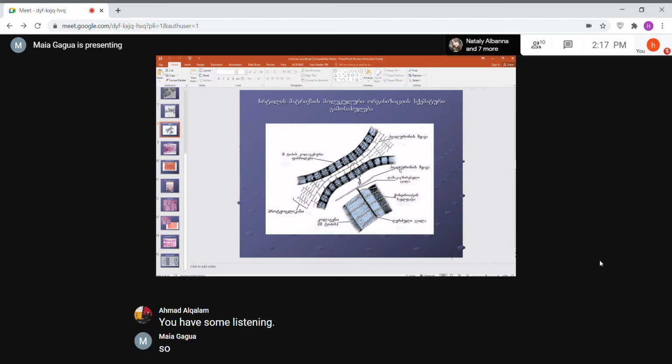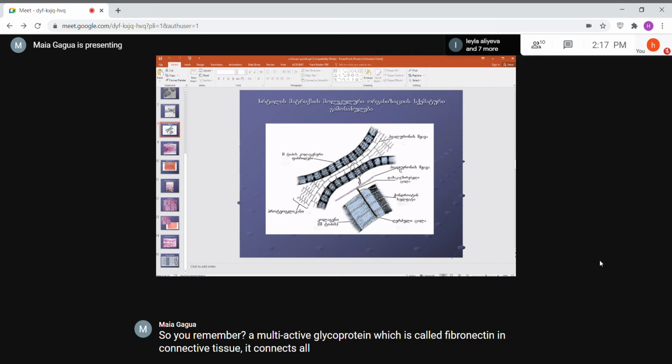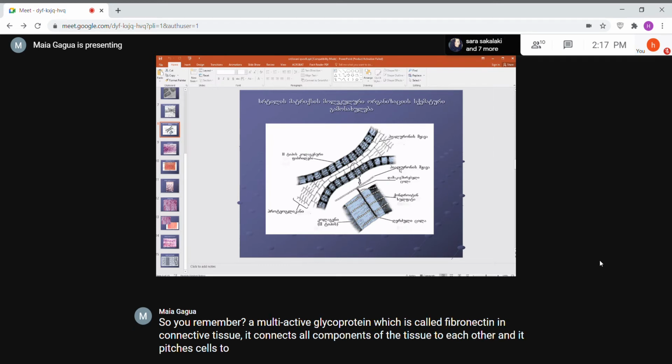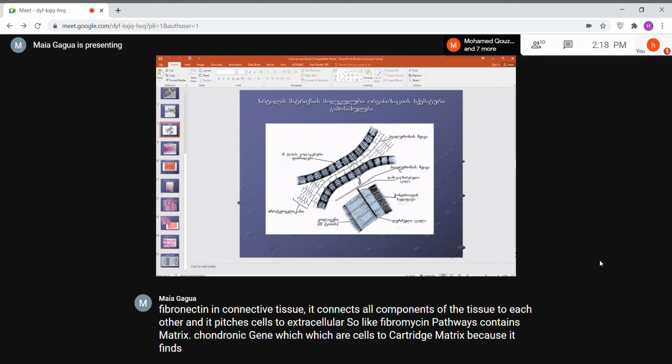So, do you remember the multi-adhesive glycoprotein which is called fibronectin in connective tissue? It connects all components of the tissue to each other and attaches cells to extracellular matrix. So, like fibronectin, cartilage contains chondronectin, which adheres cells to cartilage matrix because it binds integrins in the cell surface, and it binds as well GAGs and collagen fibers.